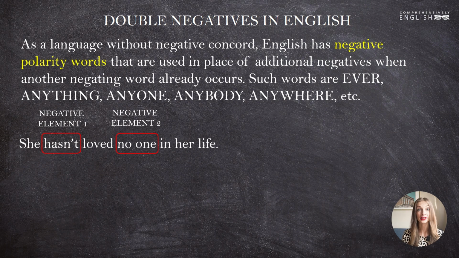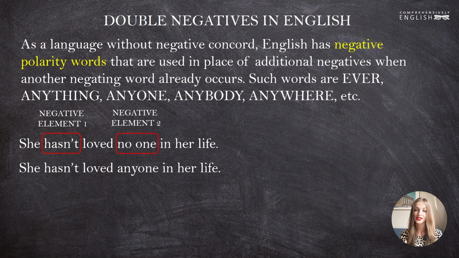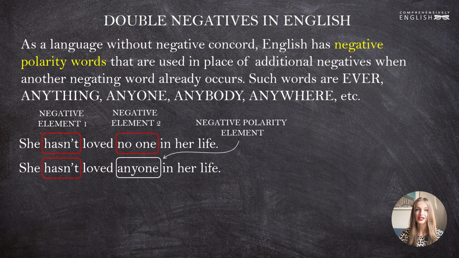Thus, we have a double negative in our sentence, and this is something that is not considered to be correct in Standard English. In Standard English, we should say she hasn't loved anyone in her life, so we should replace the second negative component with a negative polarity word, anyone. She hasn't loved anyone in her life.